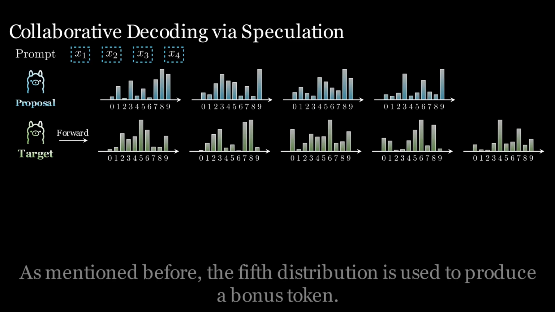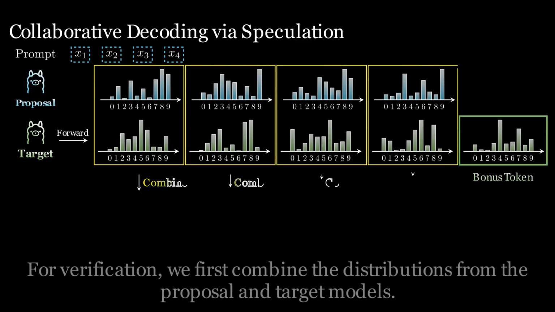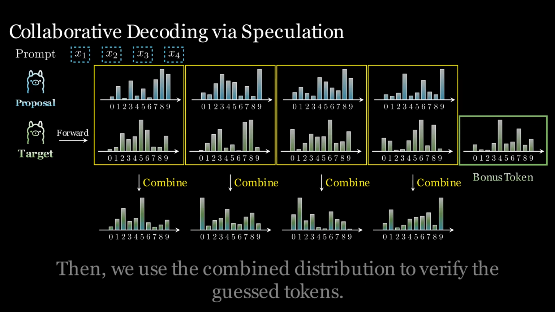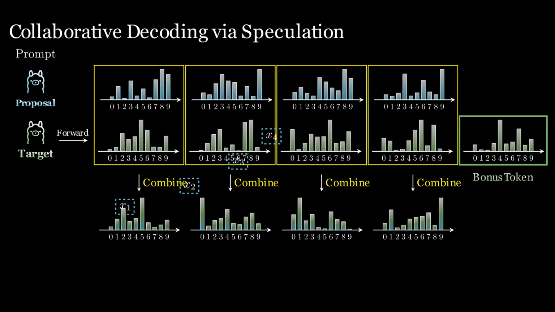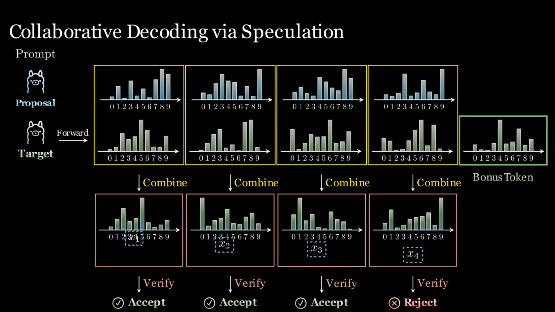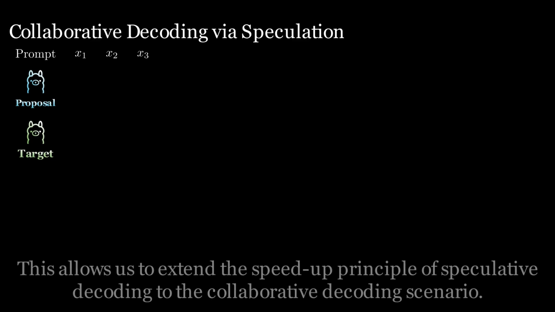As mentioned before, the 5th distribution is used to produce a bonus token. For verification, we first combine the distributions from the proposal and target models. Then, we use the combined distribution to verify the guess tokens. Through this process, the generated tokens follow the combined distribution. This allows us to extend the speed-up principle of speculative decoding to the collaborative decoding scenario.